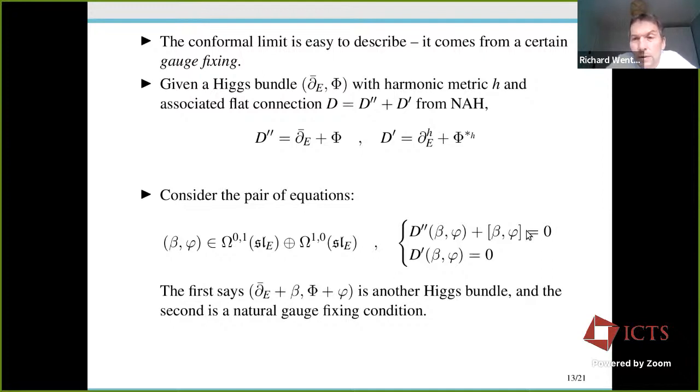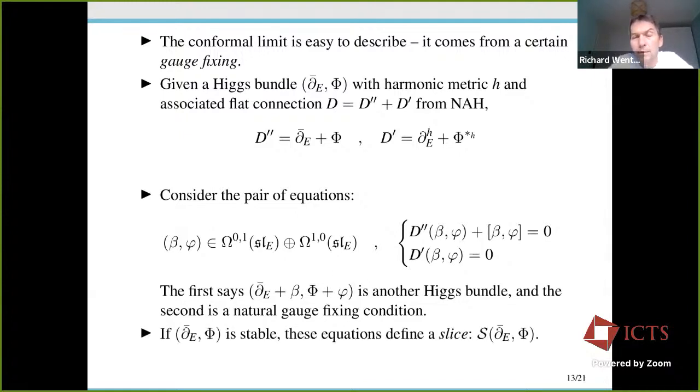So what is this first equation? If you work it out, it's just saying that when I add beta to the d-bar operator and I add little phi to phi, then I get another Higgs bundle, namely that this new field is holomorphic with respect to this new d-bar operator. That's just a very simple calculation. And the second one is the natural gauge fixing condition that we would impose on the tangent space. If we want to look at the tangent space of the moduli space, we have to fix the gauge. And I claim that this is a very natural choice of gauge.